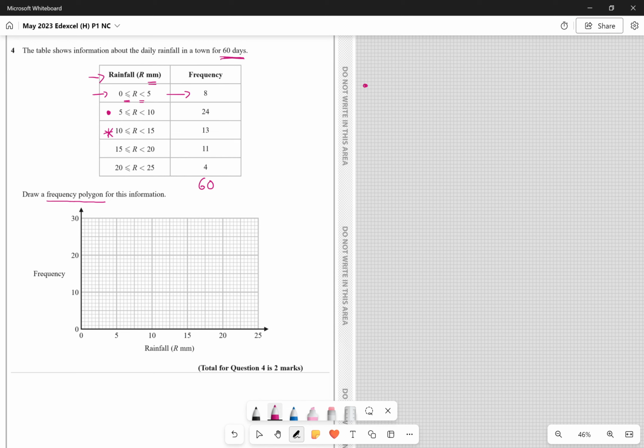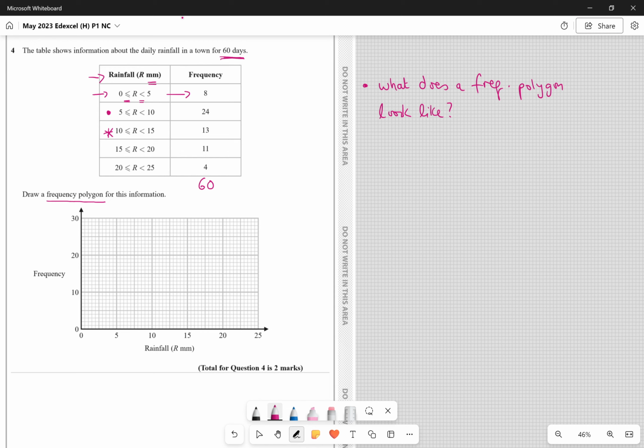So the first question you should be asking yourself is, what is a frequency polygon? What does a frequency polygon look like? Is it a set of columns? Is it a set of points which are not joined together? Is it a set of points joined together with a curved line? Is it a set of points joined together with a straight line? So these are things to think about. You need to know what a frequency polygon is.